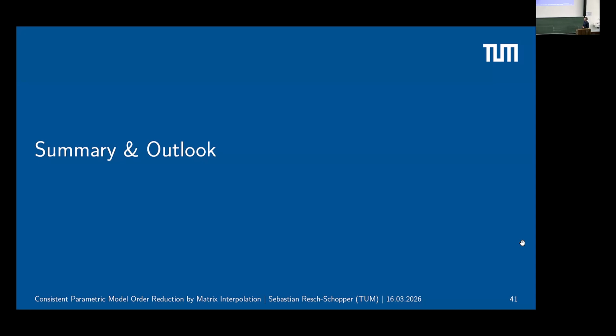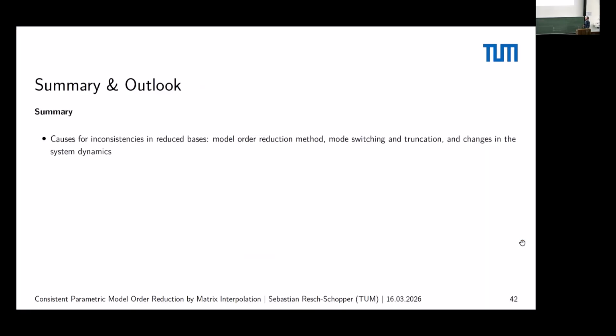So with that, I want to come to my summary. I hope I made up the time that we lost on the way sometimes. As I told you, the initial goal was to have this parametric reduced model. We encountered this challenge of inconsistencies in the reduced bases, and we found 3 causes for this.